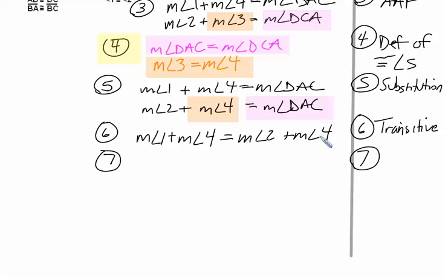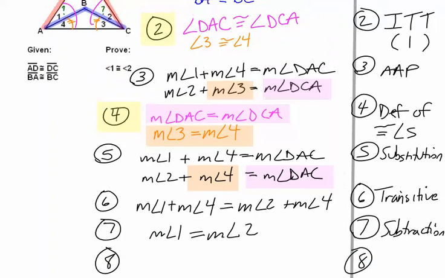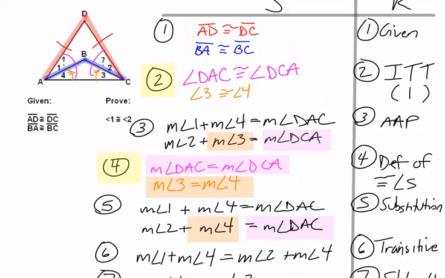Now, we can subtract angle 4 from both sides. We get the measure of angle 1 is equal to the measure of angle 2 after subtraction. And last but not least, we don't want to end up with the measures being equal. We want to end up with the angles themselves being congruent. So we can say angle 1 is congruent to angle 2. And why is it the case that if the measures are equal, the angles are congruent? Well, that's just the definition of congruent angles. You can't do this proof in fewer steps, but you might do the steps in a different order.